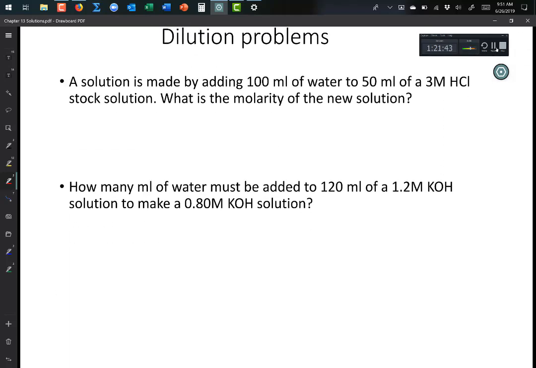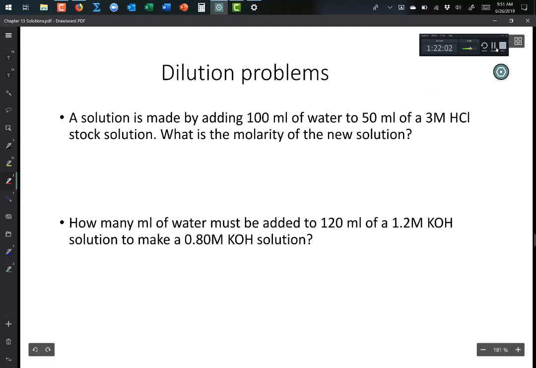Okay. A solution is made by adding 100 milliliters of water to 50 mils of a 3-molar stock solution. What is the molarity of the new solution? Now, you can do this with dimensional analysis, but these are such simple ones to do by equation. We just do equations. Now, if you want to do dimensional analysis, go ahead. What's 100 mils? What do you want to call that? M1, V1, M2, or V2? V2? We'll call it V2.